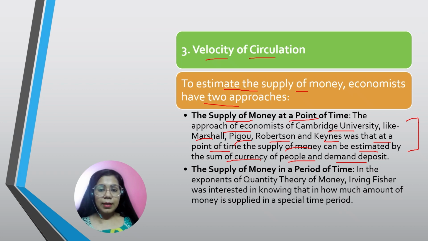That will give me my money supply. But the second approach was supply of money in a period of time. This was given by the quantity theory of money, Irving Fisher. He was interested in knowing how much money is supplied in a special time period. So it is a flow concept in a period of time, not at a particular point of time. So let's go to the next slide.